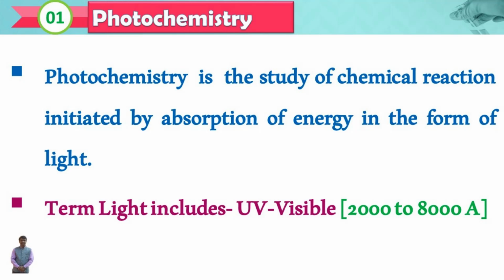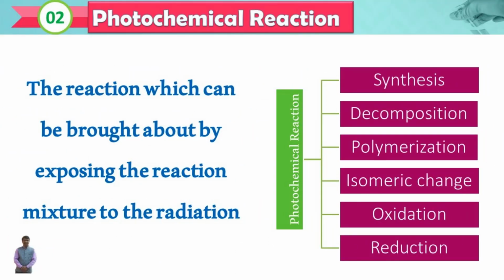Photochemistry is the study of chemical reactions initiated by absorption of energy in the form of light. The term light includes UV-visible radiation, 2000 to 8000 angstrom. The reaction which can be brought about by exposing the reaction mixture to the radiation is known as a photochemical reaction. The photochemical reactions are synthesis, decomposition, polymerization, isomeric change, photooxidation and photoreduction.